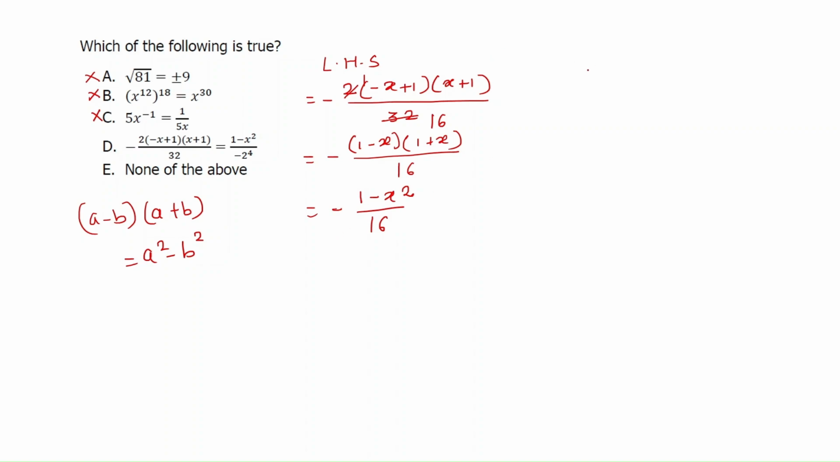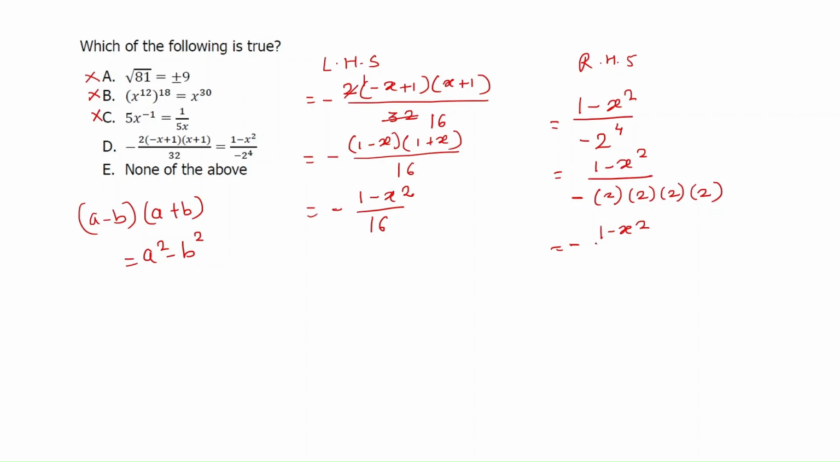Now let's see the right hand side. What is the right hand side here? 1 minus x square divided by minus 2 raised to the power of 4 is equal to, let's see, how can we write 1 minus x square? This negative sign, just keep it aside. 2 into 2 into 2 into negative, correct? Because it's a power 4. So we can write this negative sign over here. So 1 minus x square divided by 16. Okay.